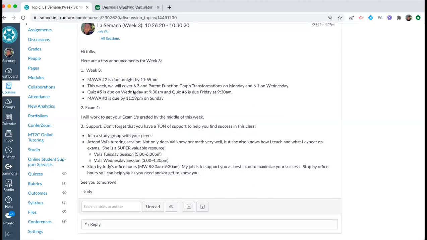So this week on Monday, which is today, we're going to cover 6.3 as well as parent function graph transformations. Those of you who were in Math 116 with me, this is going to be more of a review in sort of a Desmos kind of way to help us remember some of those things that we know about graph transformations. And if you were not with us in Math 116, then I hope that this little bit of review will set the stage for what we're going to learn on Wednesday, okay? On Wednesday, we're going to start 6.1, which is graphs of sine and cosine and all the transformations that we can do with them.